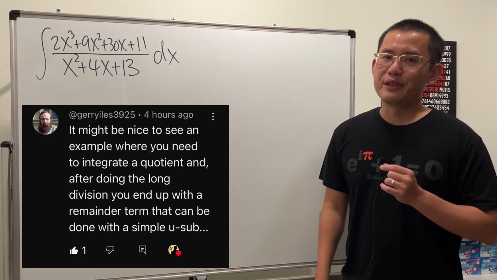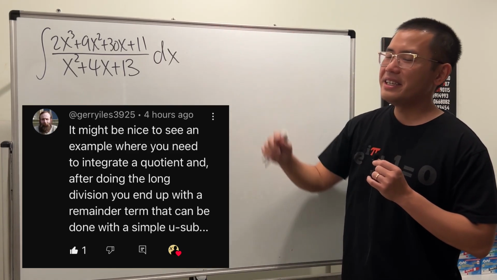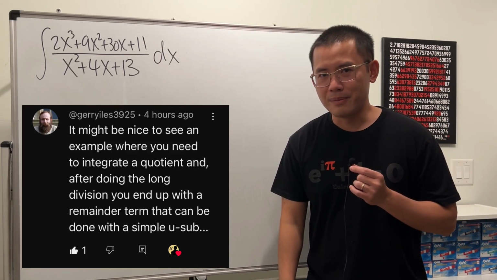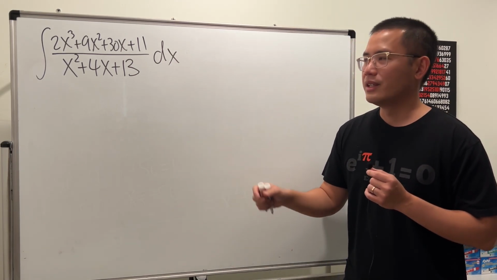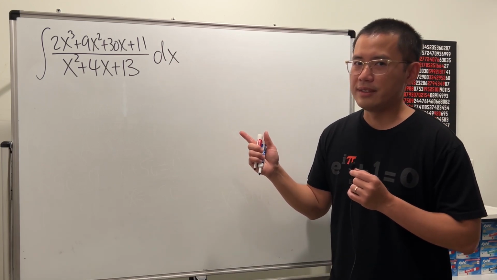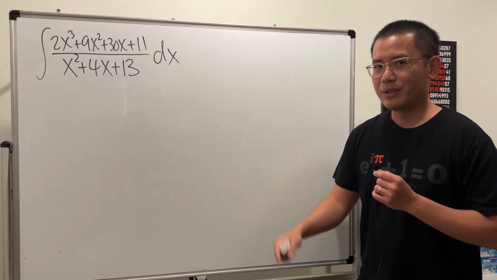So I got this comment earlier, and here we go. This is an integral that requires a lot of algebra. First, we will have to do polynomial long division. Second, we actually have to complete the square for the denominator. So let's see how we can do it.